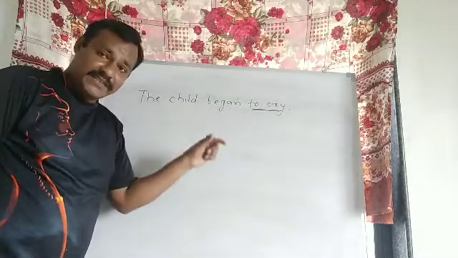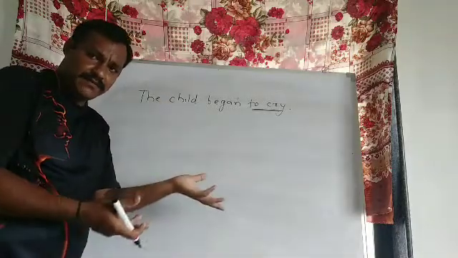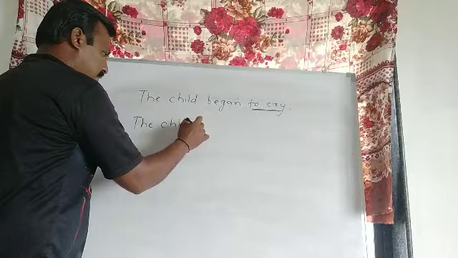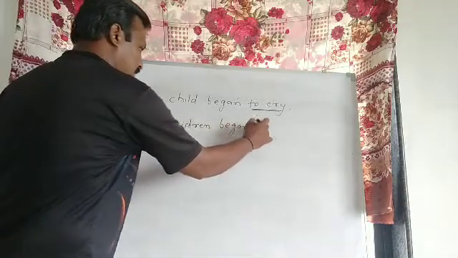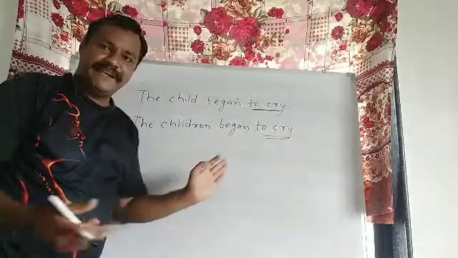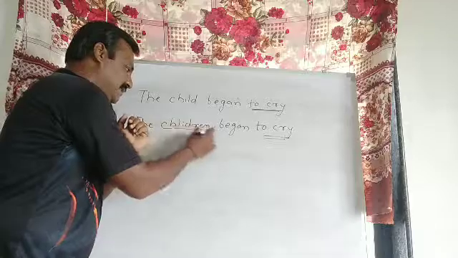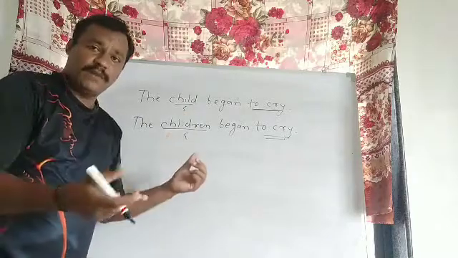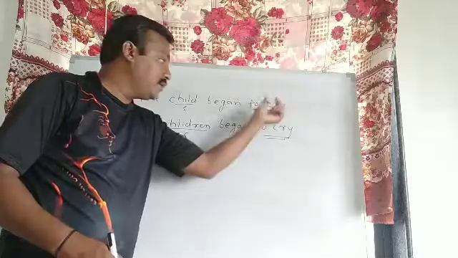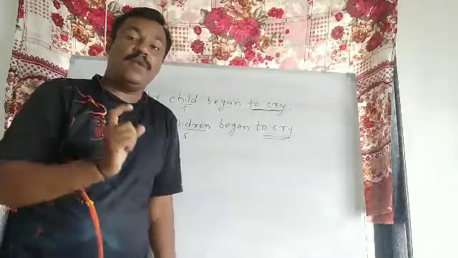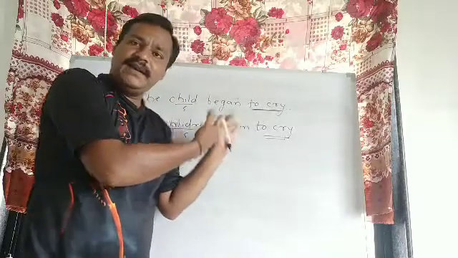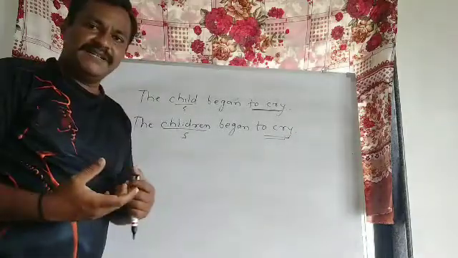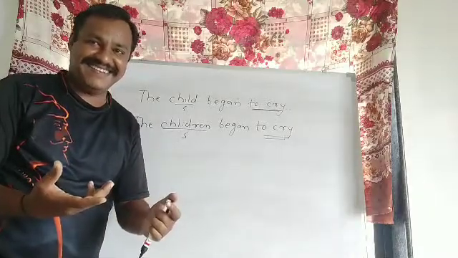If I change the tense or the subject, let's study what will happen. See friends, it remains the same. The children, subject, I have changed the subject. Here child is singular, children more than one, plural. The children began to cry. To cry is called a non-finite verb. Why? Because it has not been changed according to the subject. Is this clear? Let me give some more examples about tense as well. Isn't it?